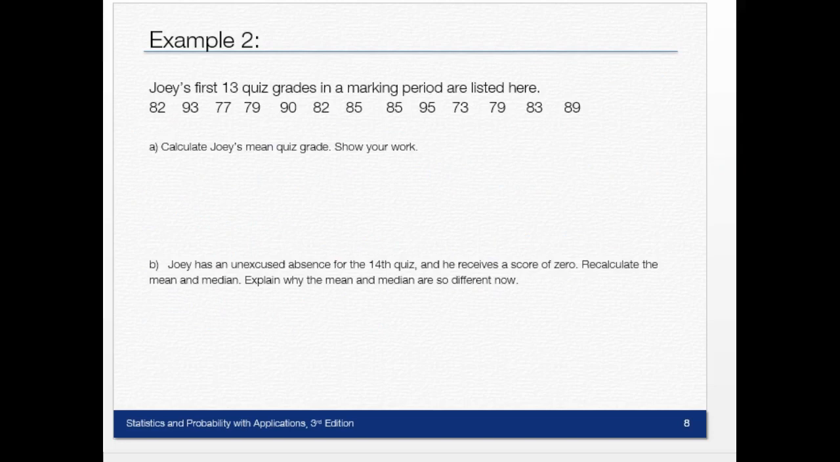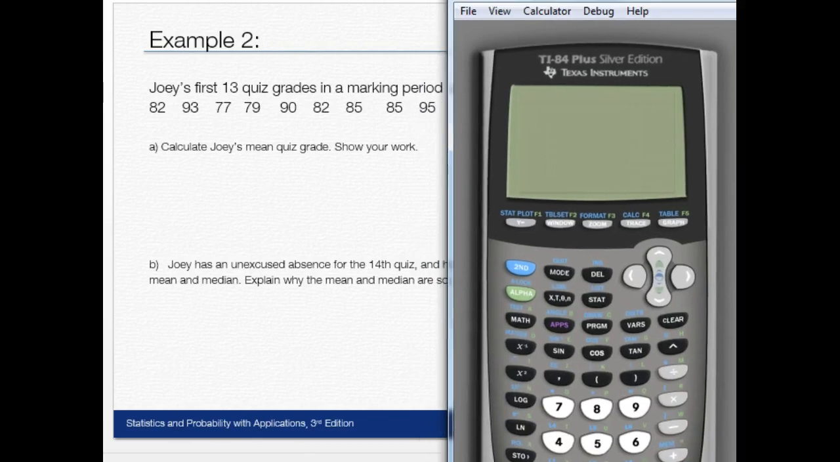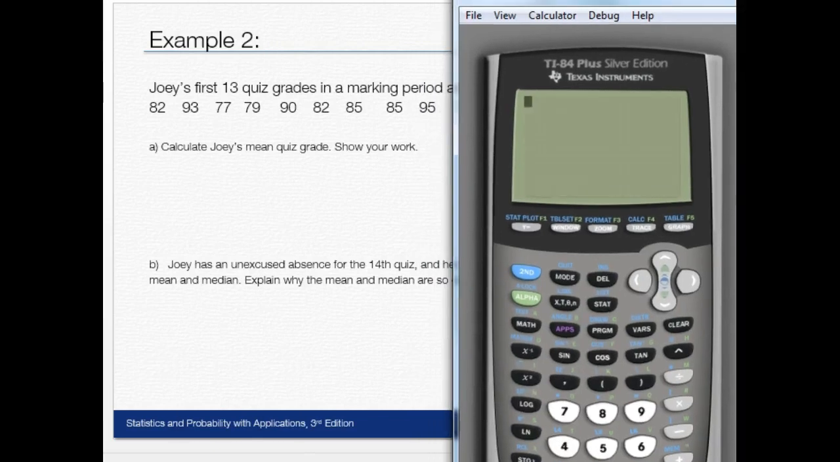Still, Joey's first 13 quiz score grades in a marking period are listed here. Calculate Joey's mean quiz grade and show your work. Now, you could add them all up and divide by 13, but I am going to show you a trick on your calculators. Okay, so look at this. Here's your calculator. Turn it on. When you turn on your blank screen, now notice the Stat button right here in the center.